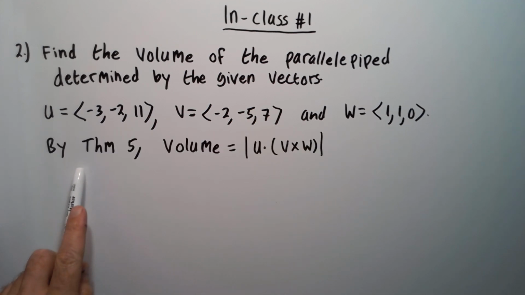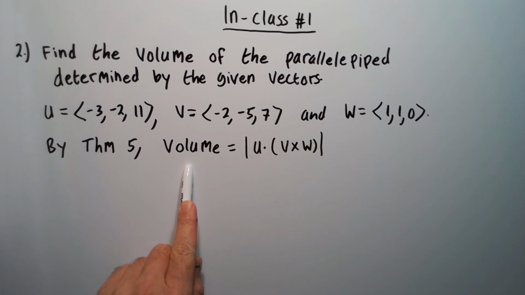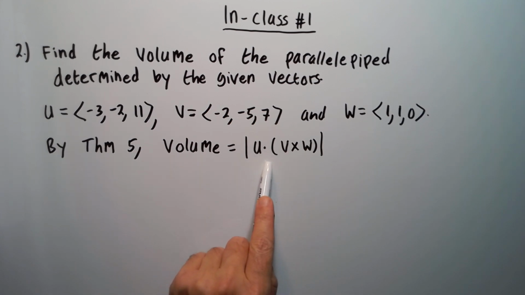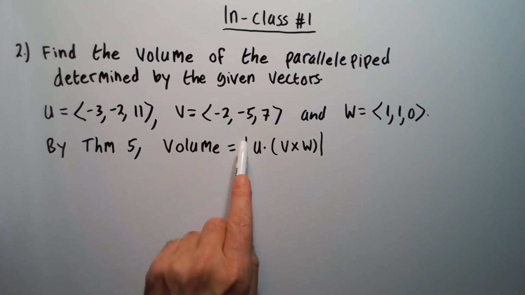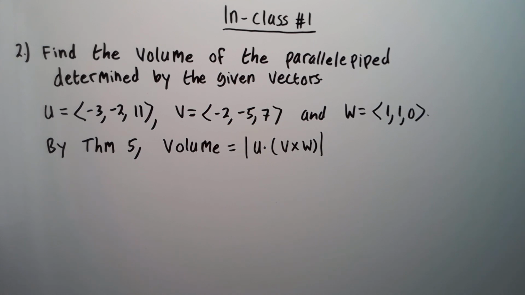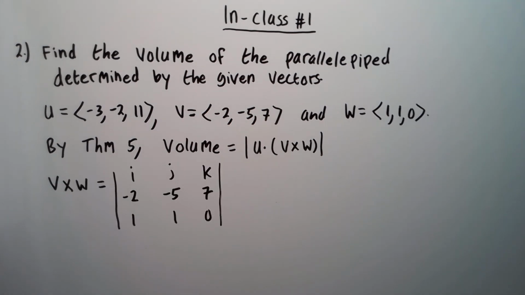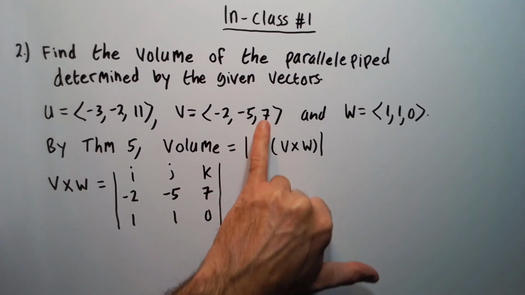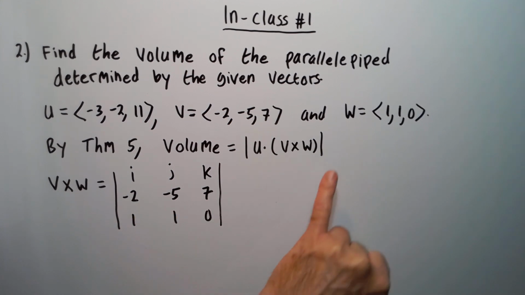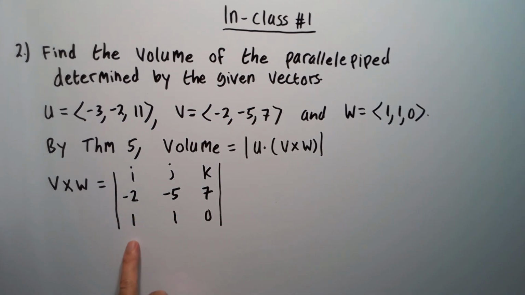Okay, so here's the result from theorem 5. This is the volume of the parallelepiped will be u dotted with v cross w, absolute value of this. So let's now find the cross product of v and w. Let me write it here. Okay, so I've written my cross product here. I have my i, j, and k on top, then my v vector, -2, -5, 7, second row, and my w vector, 1, 1, 0 down here.